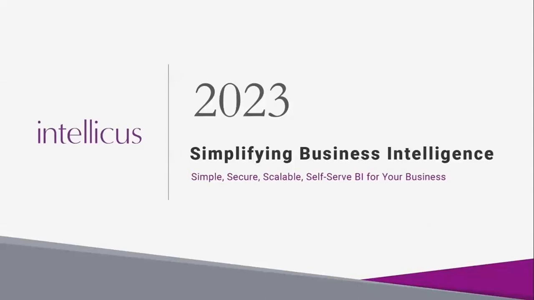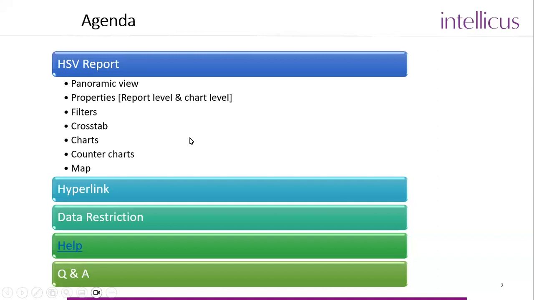The agenda for today's session is High Speed View Reports, wherein we shall cover panoramic view, properties at report level and chart level or widget level, filters, cross tabs, charts, counter charts, and map. Along with these, we shall also cover hyperlink and data restriction, with a recap of what we covered yesterday. And then here is a link in the presentation using which you can visit the Intellicus documentation for the respective topic. Then we shall have a question and answer session.